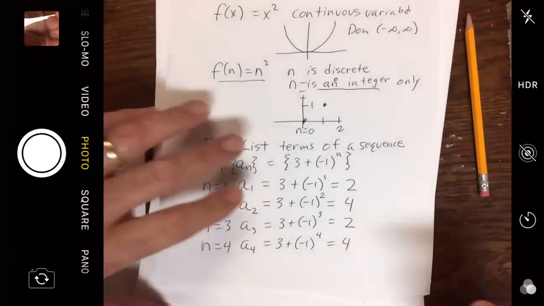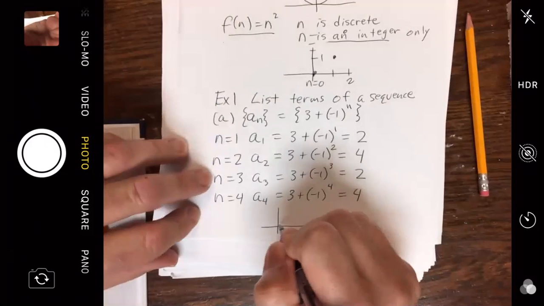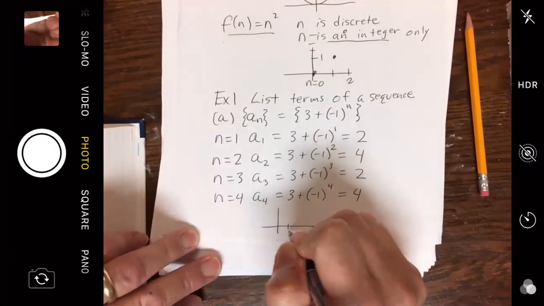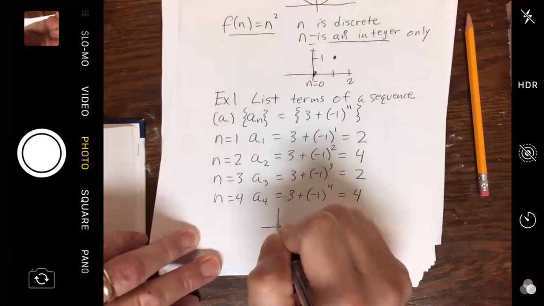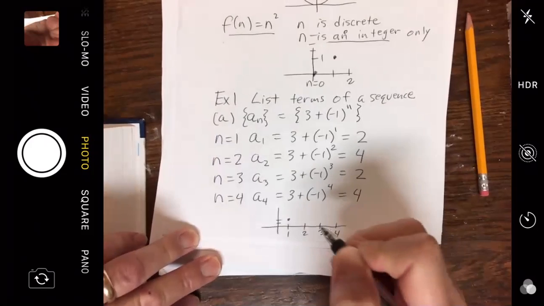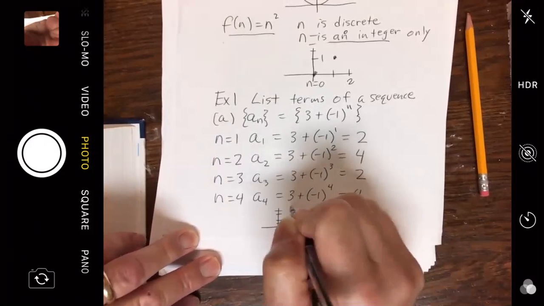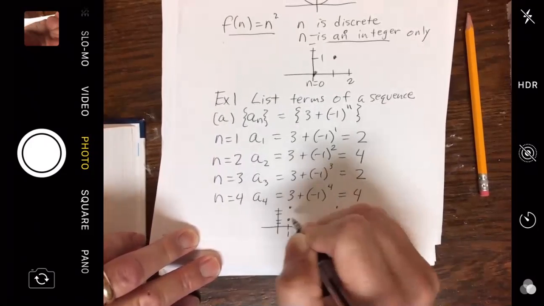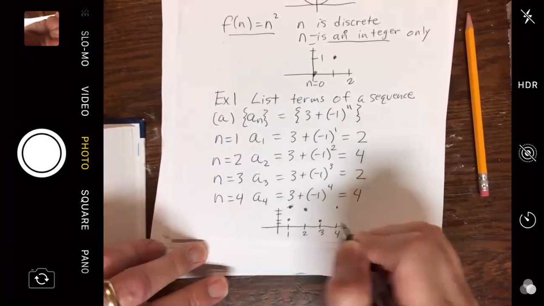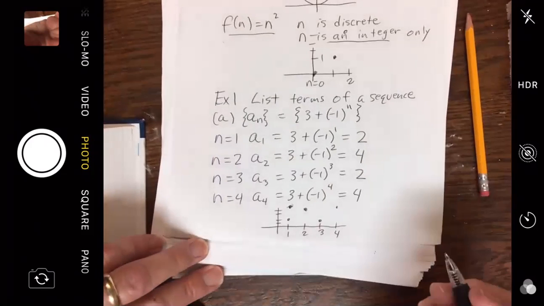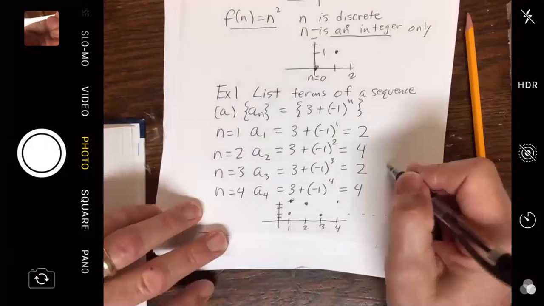We don't generally graph these, but if you did want to, you'd have 1, 2, 3, and 4 down here. At the 1 term you get 2, at 3 you get 2, and at 2 you get 4. I'm sorry, at 2 you get 4 there. Again, you don't connect in between them. And this just goes on forever. And this diverges.